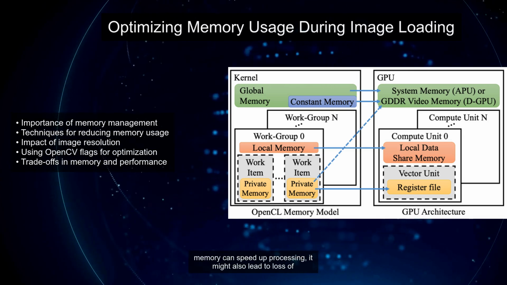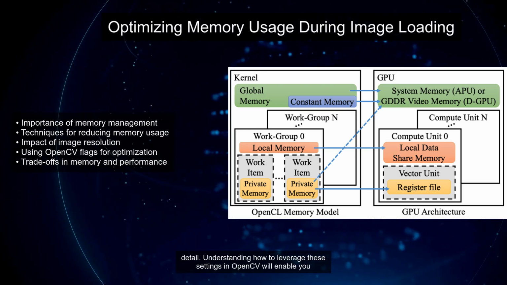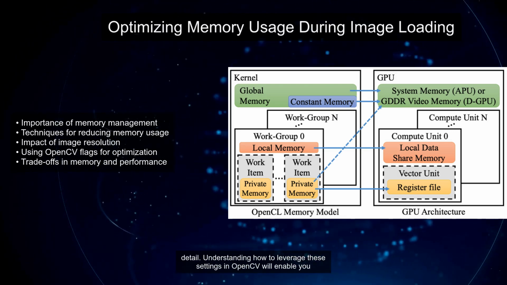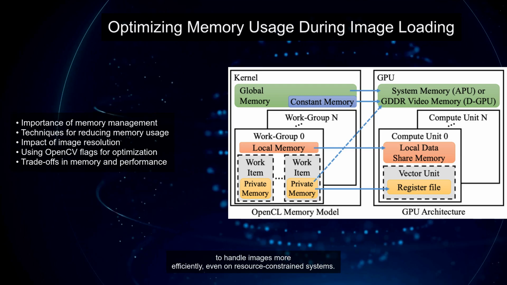Balancing memory usage and performance is key. While reducing memory can speed up processing, it might also lead to loss of detail. Understanding how to leverage these settings in OpenCV will enable you to handle images more efficiently, even on resource-constrained systems.